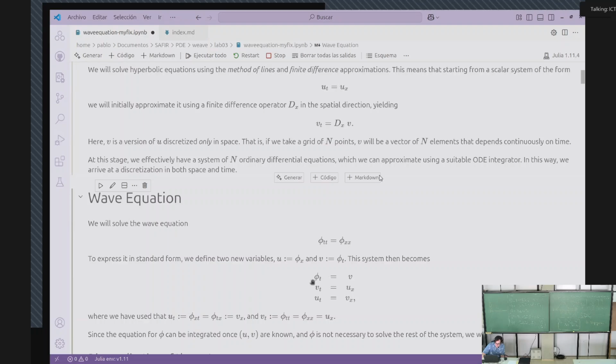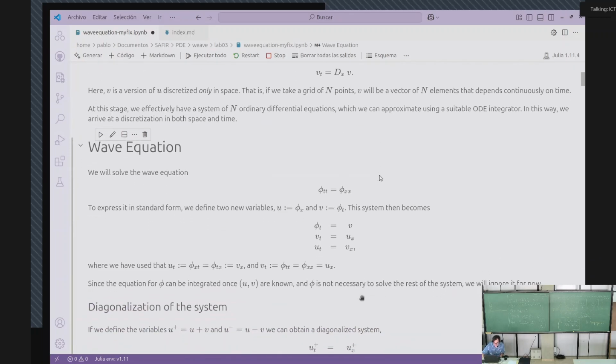And if we do this, we have that the time derivative of phi equals v, the time derivative of v equals the spatial derivative of u, and the time derivative of u equals the spatial derivative of v, right? So we just take derivatives, right? This last one here is just that the derivative is symmetric. So if you derive first with respect to time and then to space, it's the same as first deriving with respect to space and then to time.